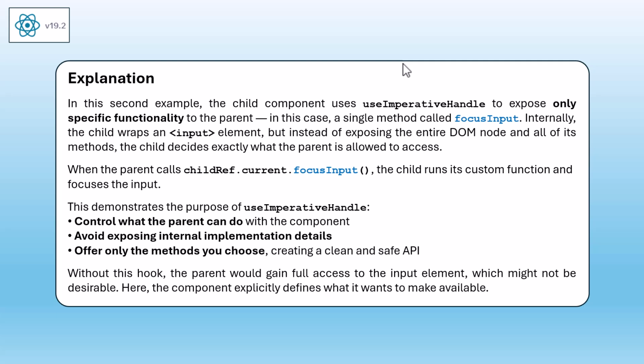This demonstrates the purpose of useImperativeHandle. Control what the parent can do with the component. Avoid exposing internal implementation details. Offer only the methods you choose, creating a clean and safe API. Without this hook, the parent would gain full access to the input element, which might not be desirable. Here, the component explicitly defines what it wants to make available.